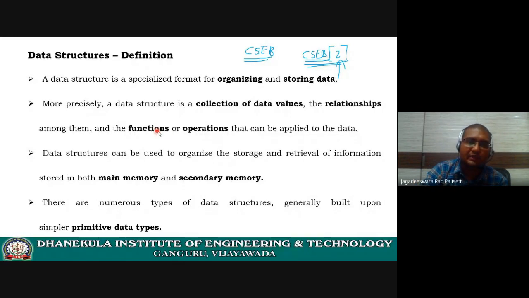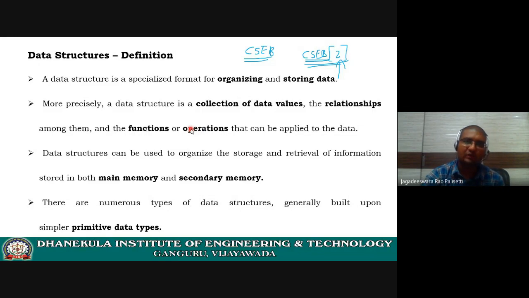Similarly, in order to perform the insert operation, we have some set of statements. Those are all being grouped together as a function. For example, if you want to perform searching, searching can also be defined as one function, because in order to perform search, we have to write some set of statements in the program. So we are considering that as a function.